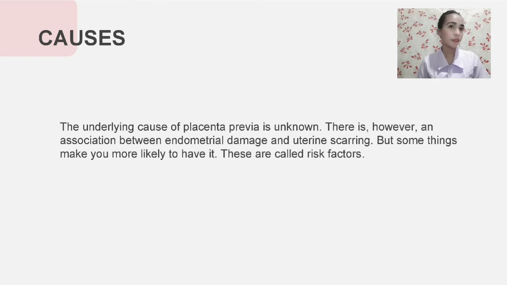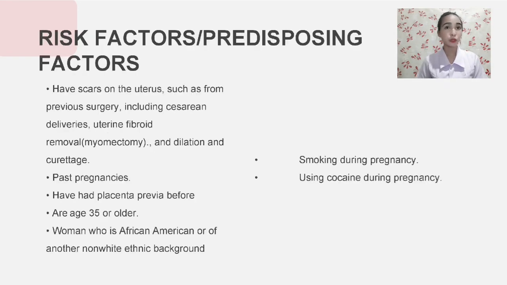There is, however, an association between endometrial damage and uterine scarring. But some things make you more likely to have it, and these are called risk factors. You can control most risk factors for placenta previa. So for example, you're more likely to have it if you have scars on the uterus, such as from previous surgery including cesarean deliveries, uterine fibroid removal or myomectomy, and dilation and curettage.